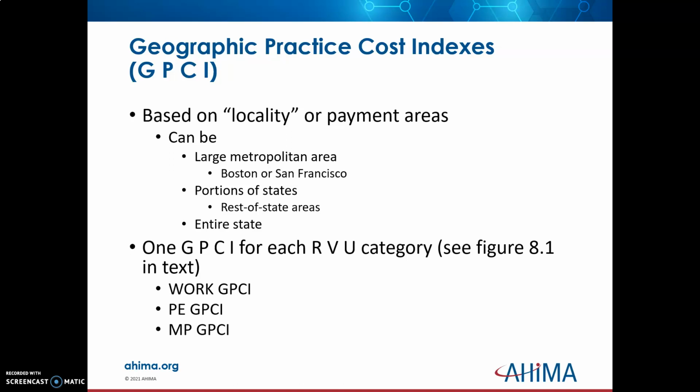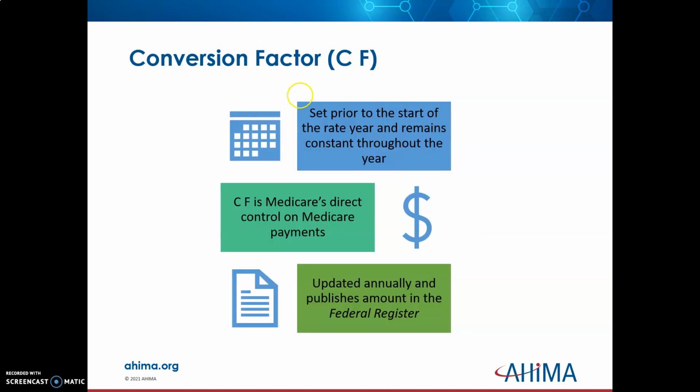There is one GPCI for each RVU category. There is work GPCI, practice expense GPCI, and malpractice expense GPCI. All of that is adjusted based on where the physician practices.